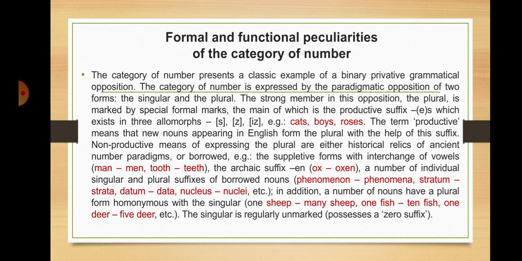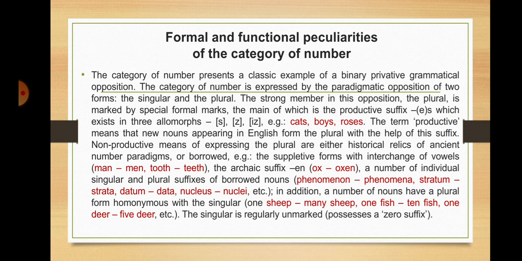Now we'll speak about the formal and functional peculiarities of the category of number. The category of number represents a classic example of a binary privative grammatical opposition. The category of number is expressed by the paradigmatic opposition of two forms, the singular and the plural. The strong member in this opposition, the plural, is marked by special formal marks, the main of which is the productive suffix -s, which exists in three allomorphs: s, z, iz. For example, cats, boys, roses. The term productive means that new nouns appearing in English form the plural with the help of this suffix.